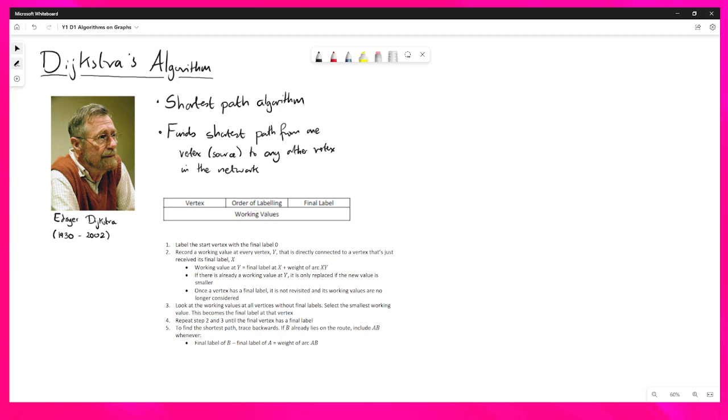To find the shortest path, you trace backwards. If a vertex already lies on the route, you include an arc to it if the final label of B, the vertex you're looking at going backwards, minus the final label of A, the vertex you're looking to go to, is the same as the weight of the arc AB. If it's not, you don't choose that arc. Now that's quite a wordy, unpleasant description, so best thing to do is we're going to look at an example.